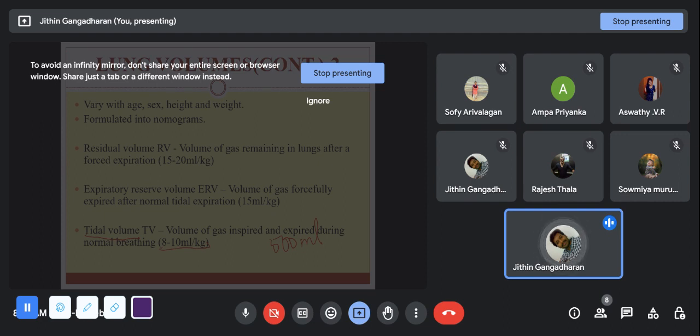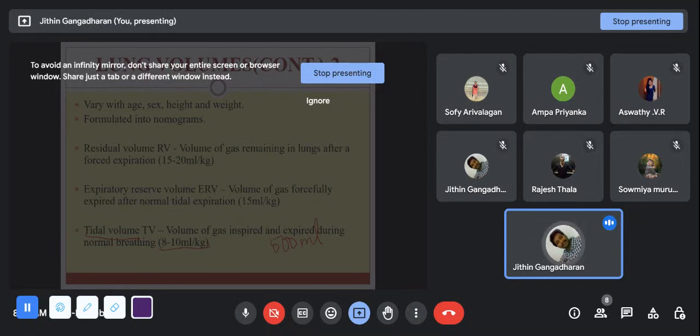It is the average amount expired after normal inspiration. Or you can say that it's the normal inspiration and expiration gas. Tidal volume is the average amount expired after normal inspiration. That is tidal volume.